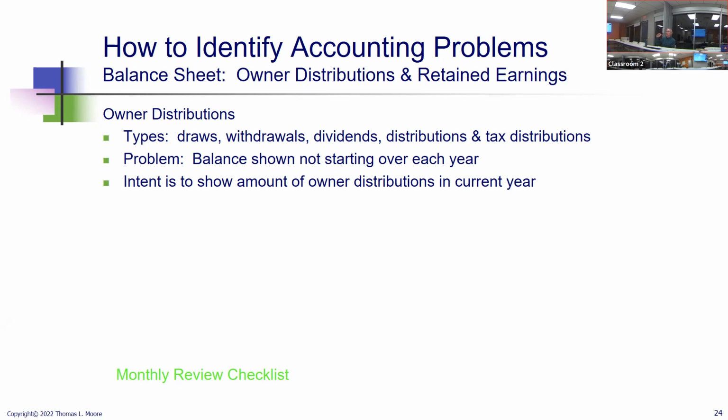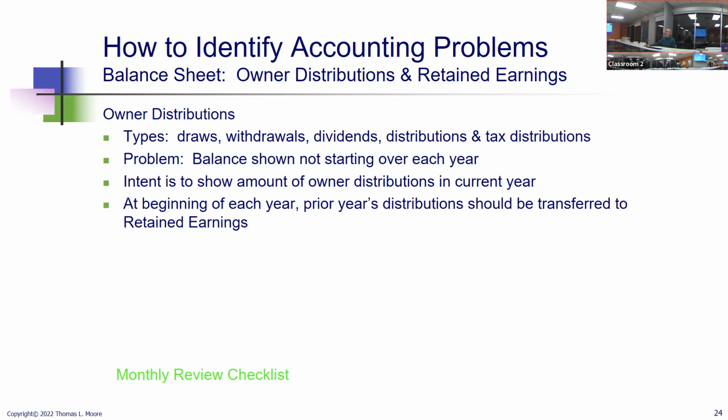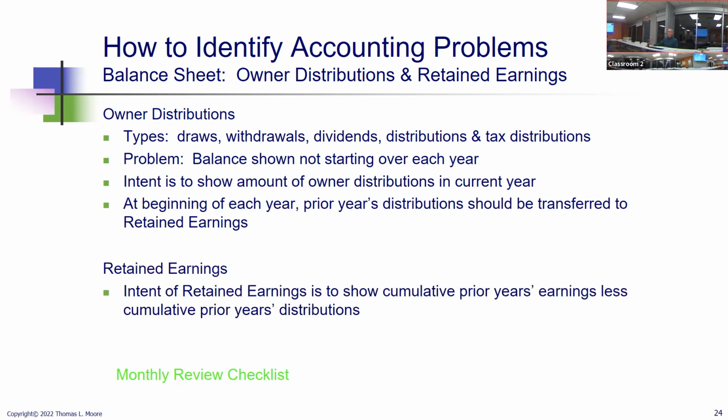So if you're not resetting to zero every year, you're going to have a problem because your retained earnings are going to be wrong. So the intent is to show the amount of owner distributions only in the current year on your balance sheet. Everything else, prior years, shows up in a single line item called retained earnings. At the beginning of each year, and this is the transaction I was mentioning, prior year's distributions should be transferred to retained earnings. So what is retained earnings?